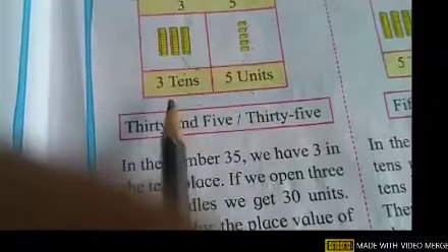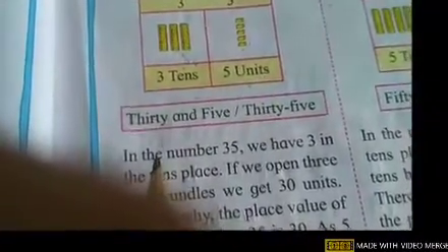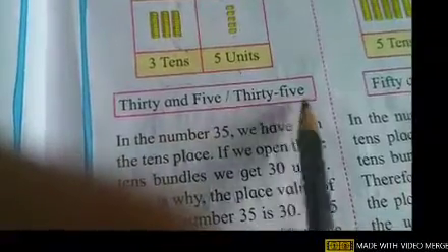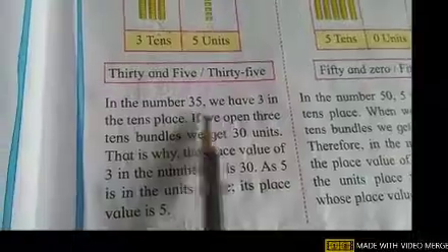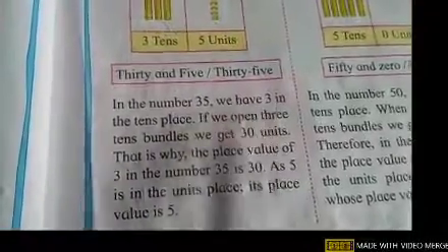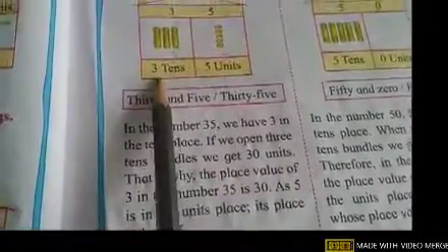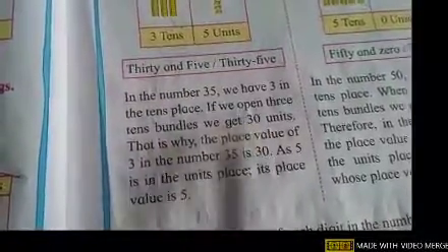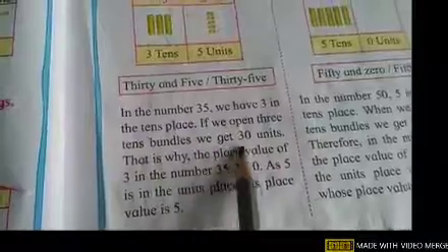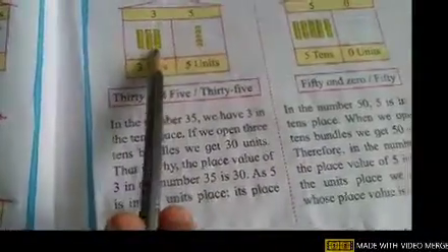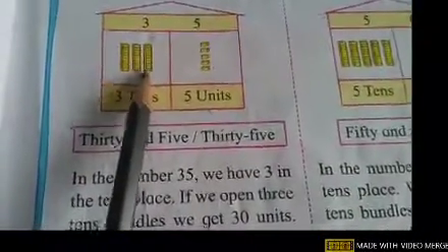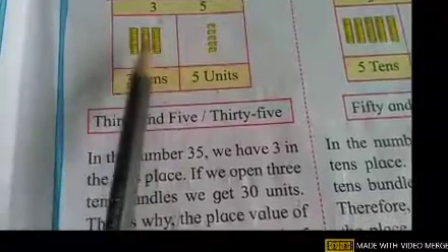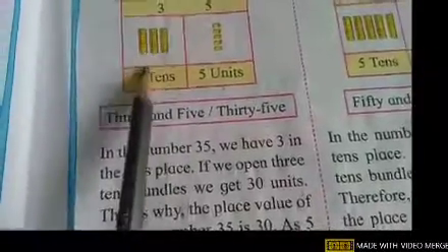So what is the number? It's 3 tens, which means 30. So it's 35. Okay. 30 and 5 are 35. So in the number 35, we have 3 in the tens place. See, 3 we are having in tens place. If we open 3 ten bundles, we get 30 units. So if we made this group of blocks loose, we get 30 single blocks here.